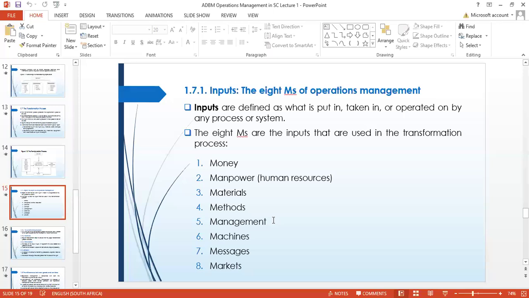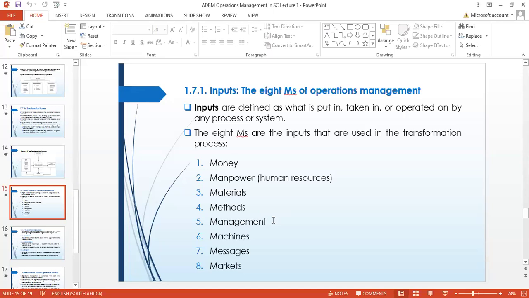And then from the machines, we have the messages, the communication between departments. We talked of various departments within an organization. There is need for communication. Finance department communicating with the operations department. We have the marketing department communicating with the operations department. Those are the information that is being shared. So as an operations manager, you have to ensure that information is flowing effectively and seamlessly between your operations department and other departments within the organization.